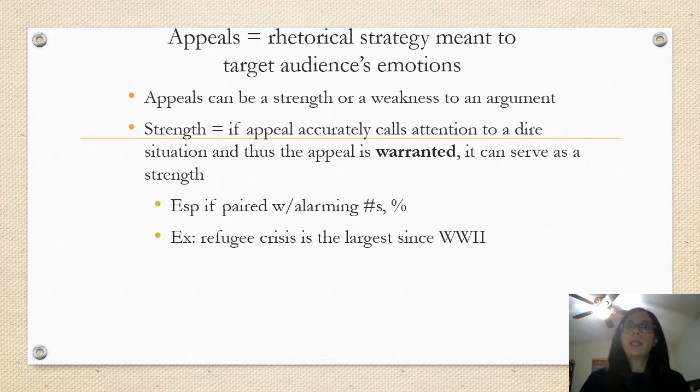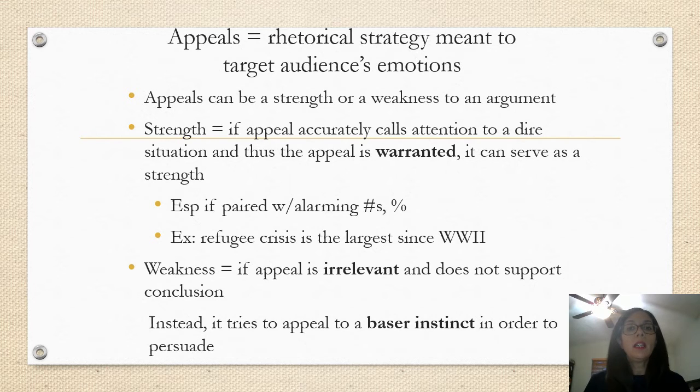So for example, right now when we're talking about the coronavirus pandemic and we're talking about hotspots and thousands of people getting sick and dying, then of course it makes sense to use appeal to fear or appeal to pity. Or we're talking about the refugee crisis and millions of people being displaced, it makes sense to use appeal to pity.